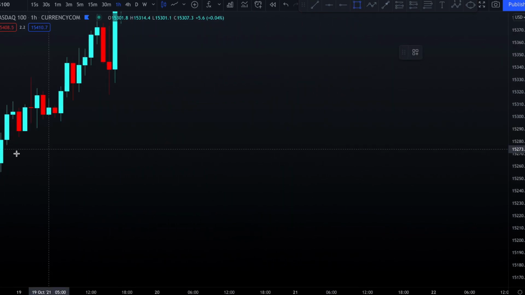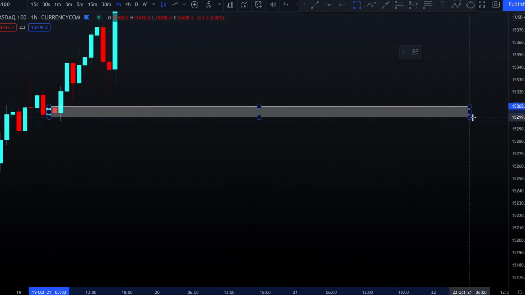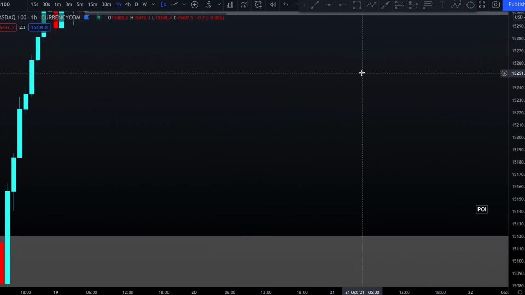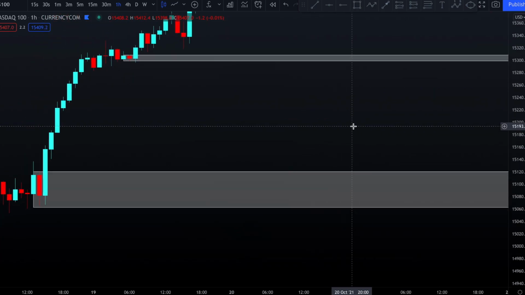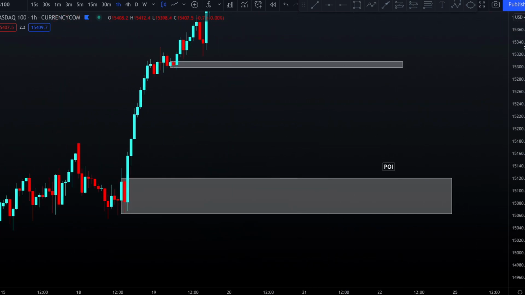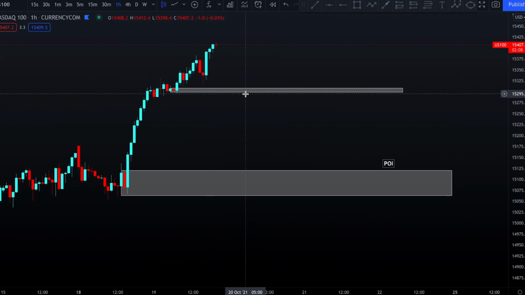Okay, as you can see over here, we currently have 2 points of interest, okay? So how do you know which one's going to hold? Where do you believe price is going to react off of? Well, no one actually knows. You can never be entirely sure. And this is where confirmations come in really, really handy.